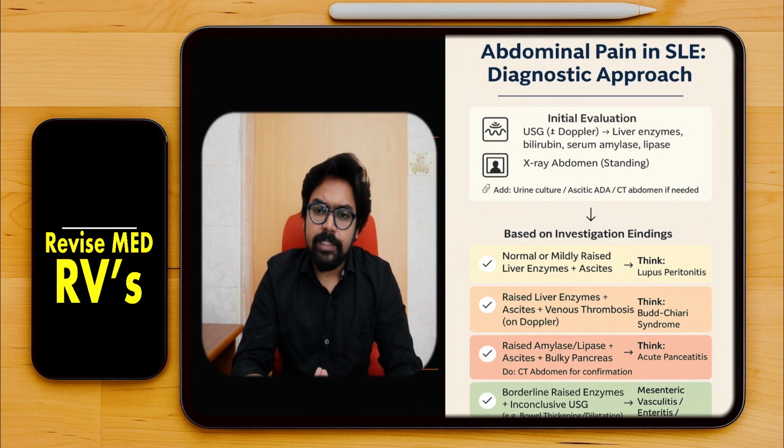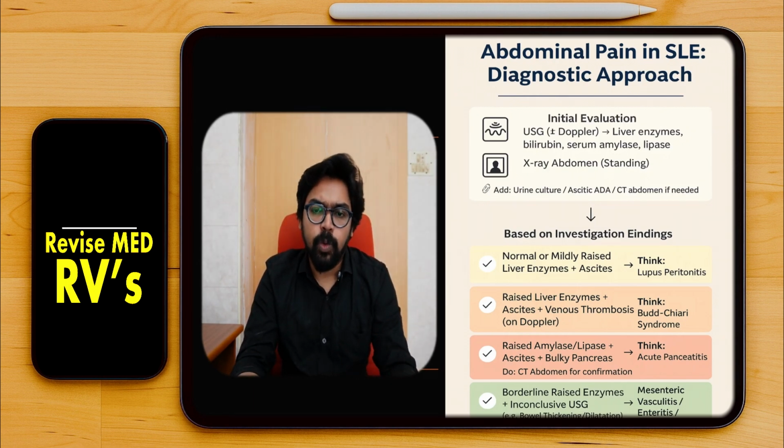As the blood investigation, you have to do liver enzyme, bilirubin, serum amylase and lipase, and take an X-ray erect, that is in standing. If you are suspecting UTI, do urine culture, and ascitic ADA if you are suspecting tuberculosis. If you are getting a normal or mildly raised liver enzyme with ascites, then think about lupus peritonitis.